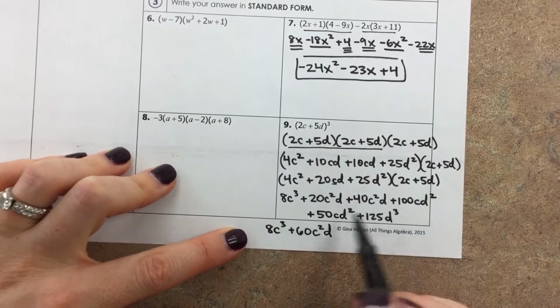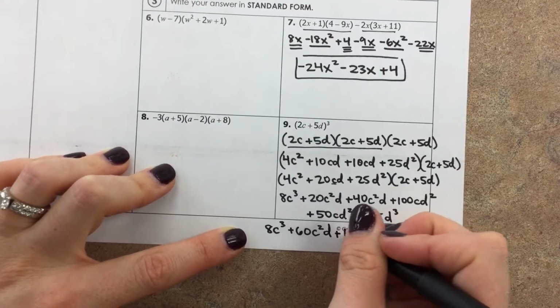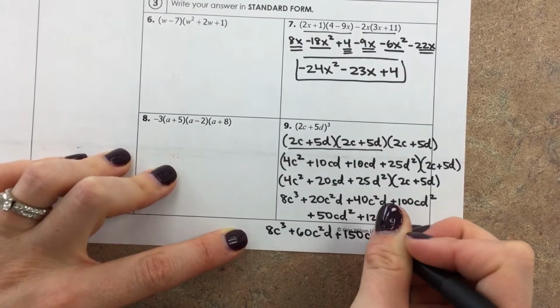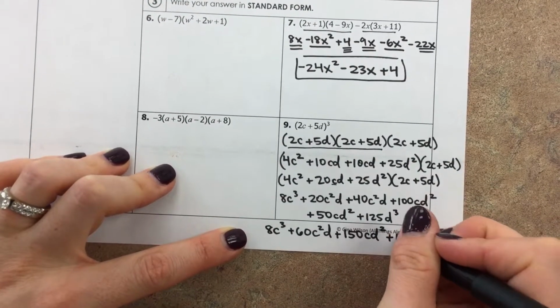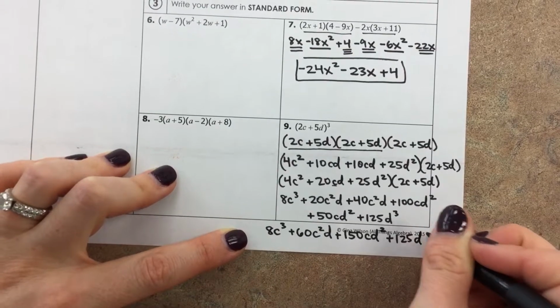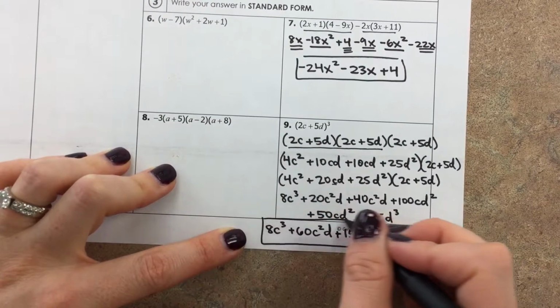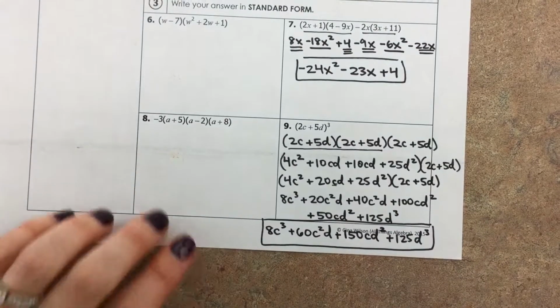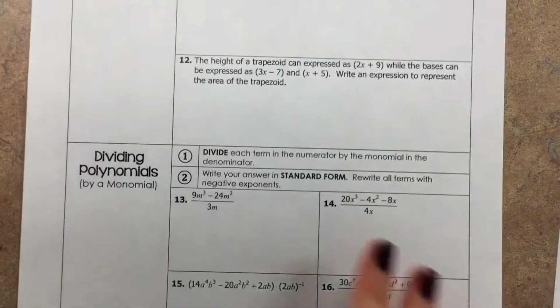These two are the exact same, 1C and 2 Ds, so 150. And then finally, this one has no C's, and it's the only one, so it's just 125 D to the third. So very large numbers, kind of a complicated process there, but this is the polynomial that we end up with.